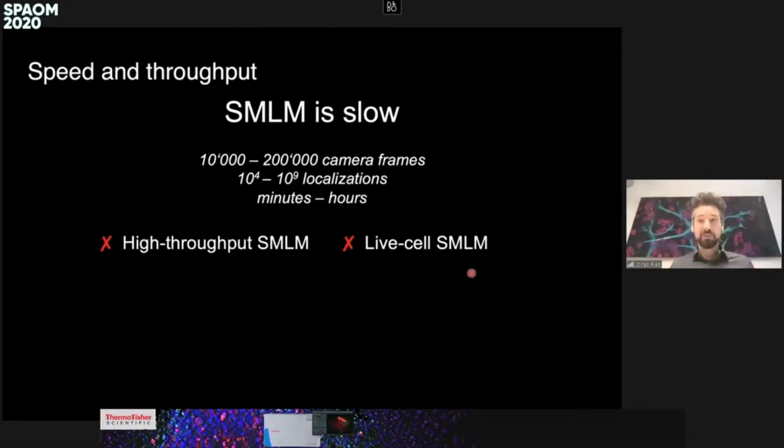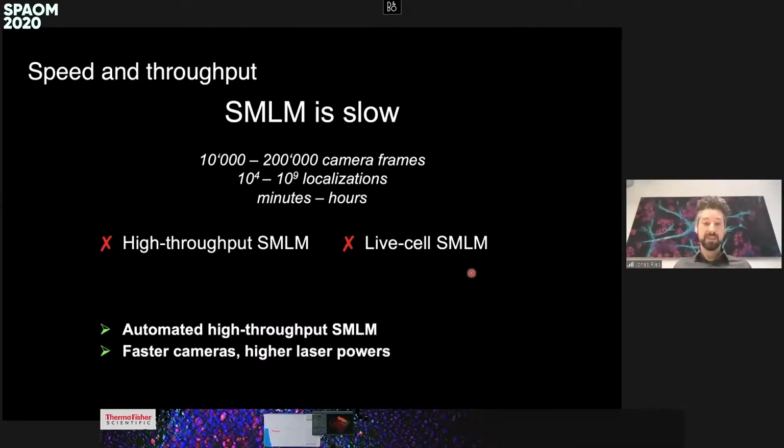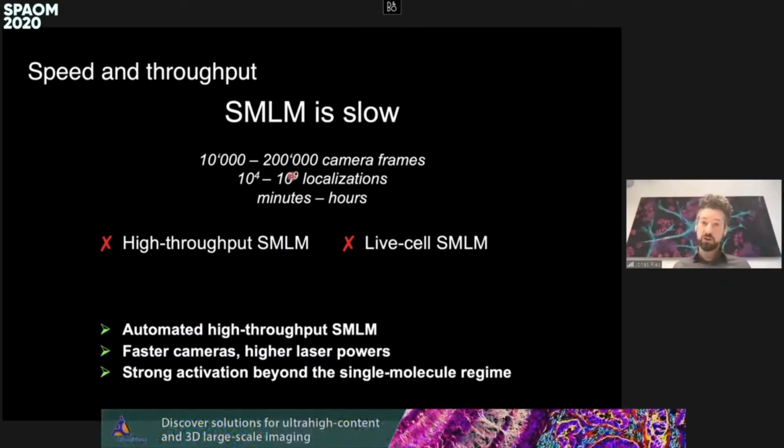So to overcome these limitations, in my group over the years, we tested several approaches. On one hand, we automated our microscopes to have them run around the clock and therefore produce a lot of data. Then we tried to increase the speed of localization microscopy by just acquiring the required camera frames in a much shorter time. And finally, we tried to increase the information content per frame and therefore to reduce the number of frames by activating more fluorophores per frame. And I will tell you now about all of these approaches.